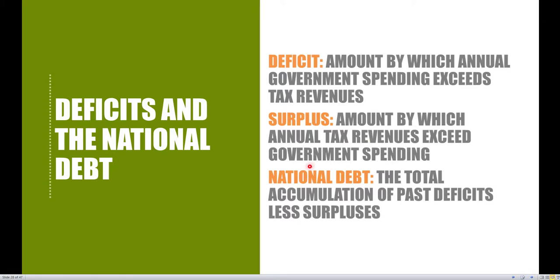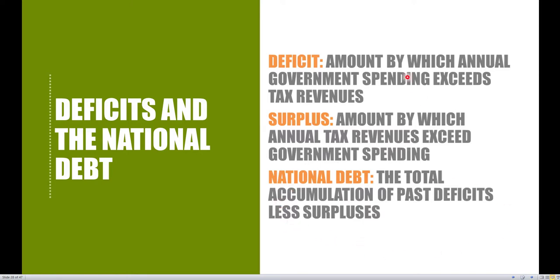And then finally here we have the national debt, the total accumulation of past deficits less surpluses. When we add up all the deficits and all the surpluses that the United States has had since its inception, we get the national debt. Our national debt is pretty close to $25 trillion now, probably going to be even higher when we account for all the stimulus spending that we're having right now. So the national debt is the sum of all the deficits minus all the surpluses.